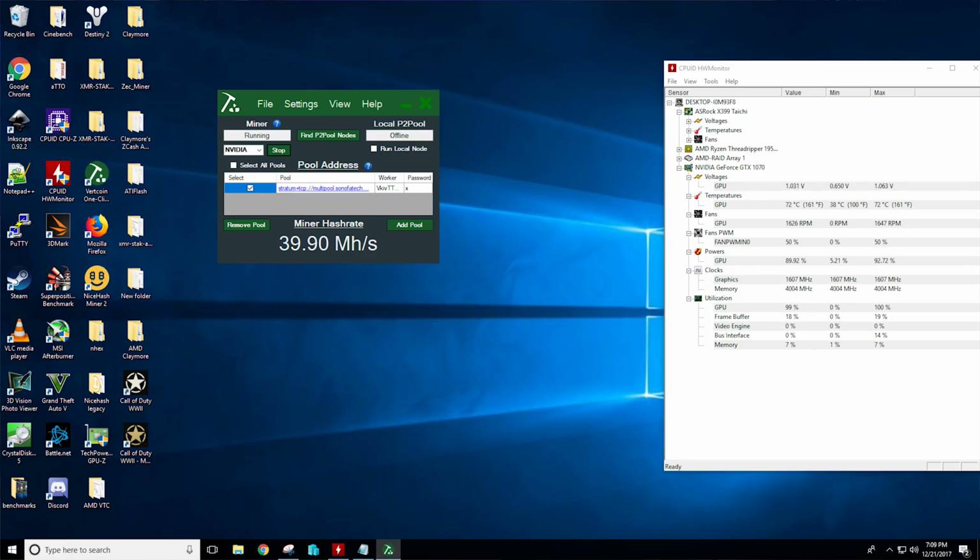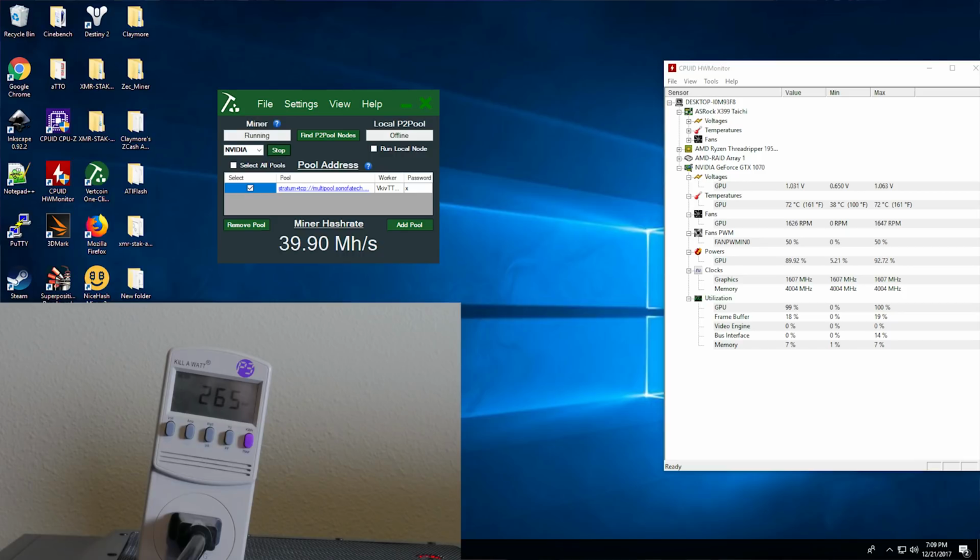So I've added two more algorithms to our test suite here. We're going to be talking about not only the original four that we always talk about, but we've added X17 and NeoScrypt to this particular test suite. Starting things off with Lyra2REv2, the most popular coin here is going to be Vertcoin. We have a hash rate of 40 megahash a second at 265 watts, maxing out at 72 degrees Celsius.